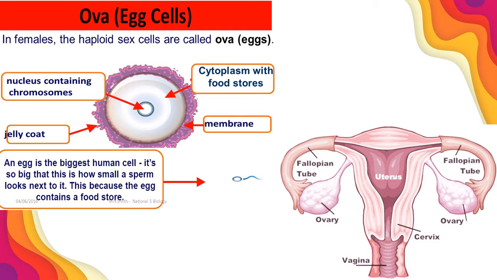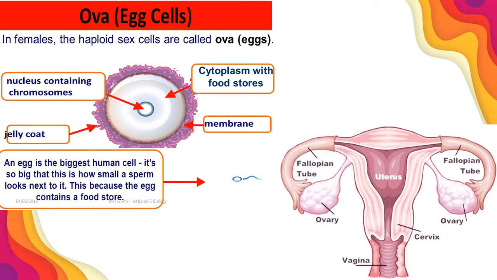Ova are also called egg cells or female gametes. An ovum is a haploid sex cell. It is the biggest human cell. You can see how small a sperm looks next to it.